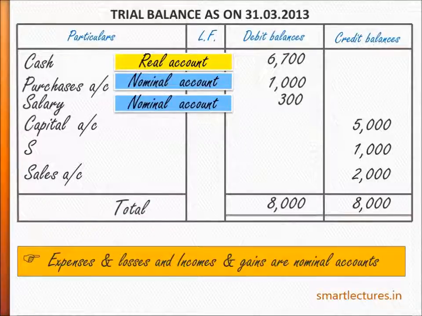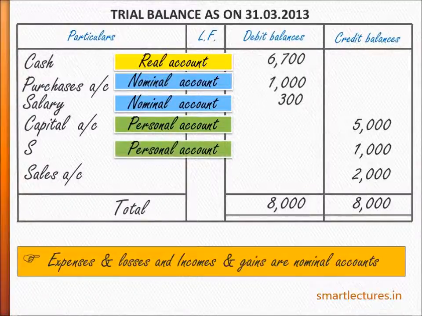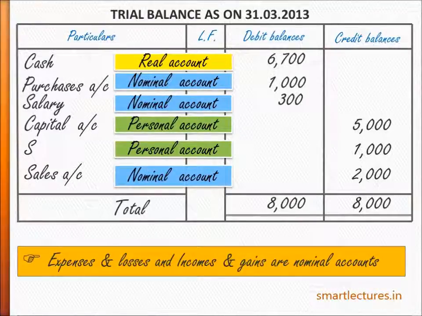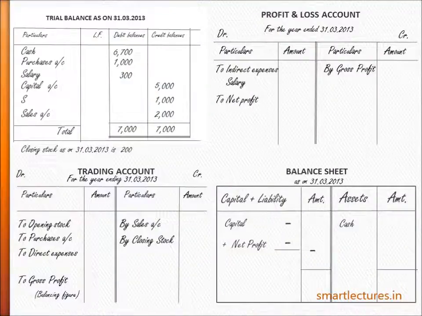This is the account of the owner. Owner is a person, so it's a personal account. S, this is the name of the party. Basically, S is the creditor in our journal entries, so it has become creditor in trial balance. This is the name of the party, so it's a personal account. Sales account is always a nominal account. Basically, all nominal accounts affect our profits. So let's make trading account, profit and loss account and balance sheet.